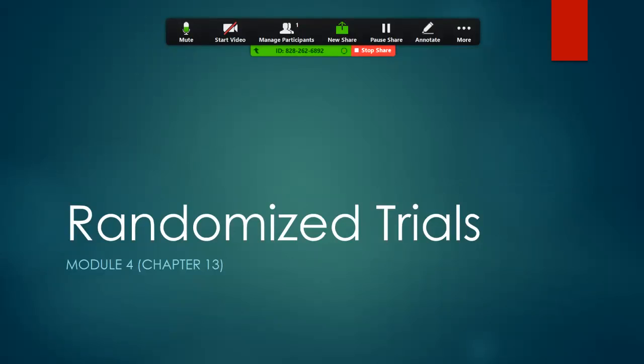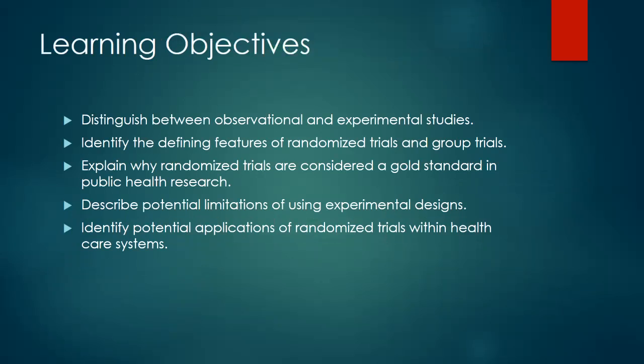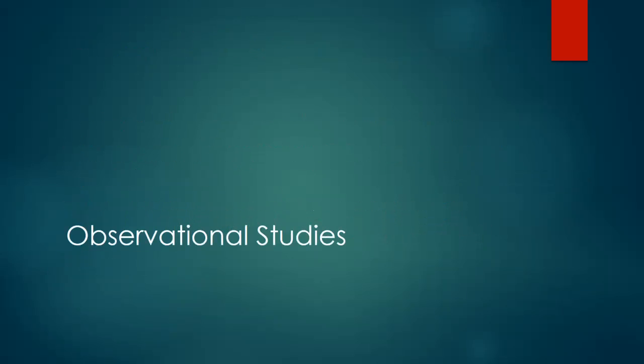In this video, we'll be talking about randomized trials. Our learning objectives are to distinguish between observational and experimental studies, identify the defining features of randomized trials and group trials, explain why randomized trials are considered a gold standard for research in public health, describe potential limitations of using experimental designs, and finally identify potential applications of randomized trials within healthcare systems.